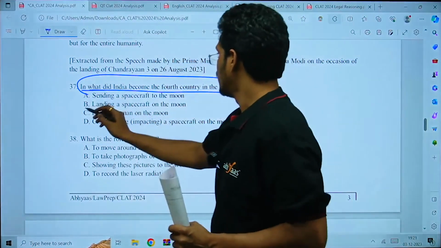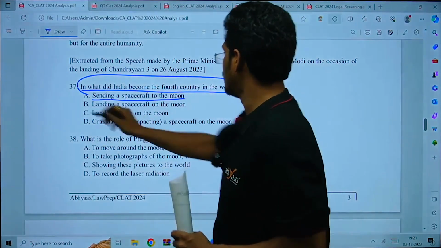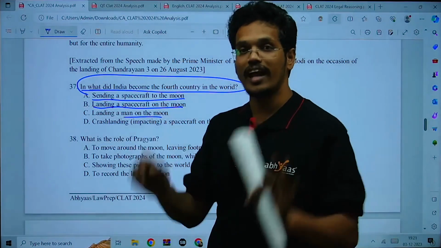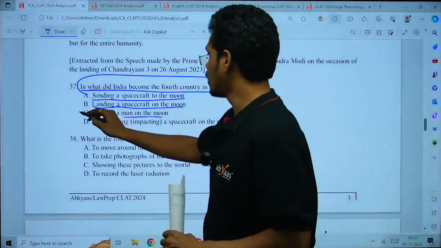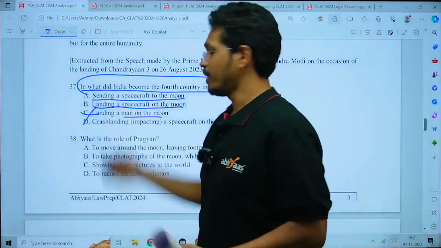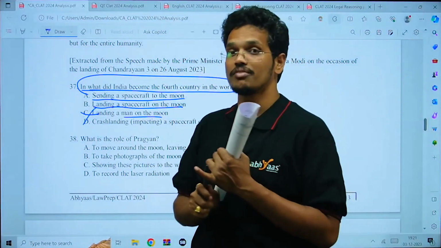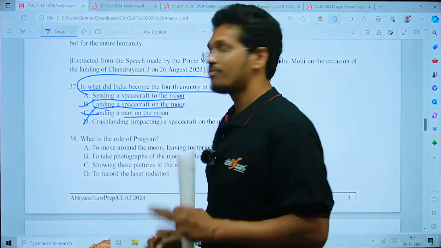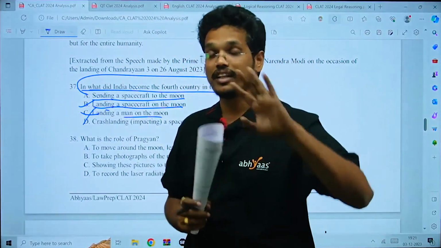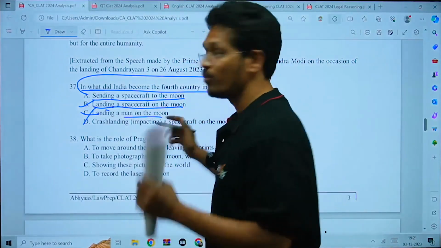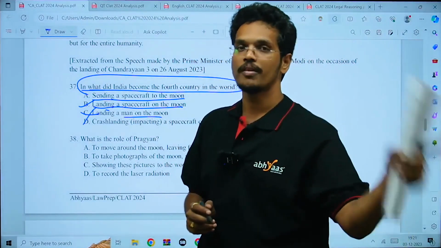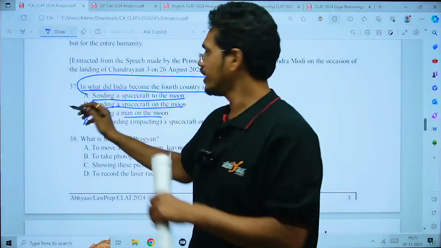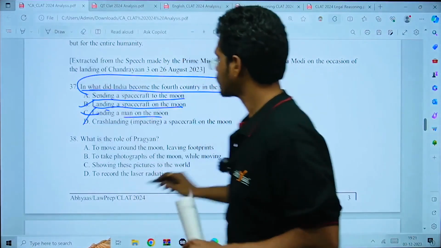Sending a spacecraft to the moon, landing a spacecraft on the moon, landing a man. We did not land a man with our own technology till date, so option C is wrong. Sending a spacecraft: already we have sent Chandrayaan 2. This is not the first time. So landing is the first time. Landing a spacecraft on the moon: India achieved this, India is the fourth country to do this. And we are the first country to land on the South Pole, but we are the fourth country to land anywhere on the moon. So the answer is B for 37.